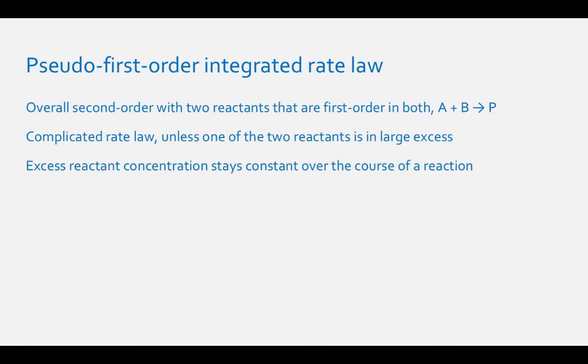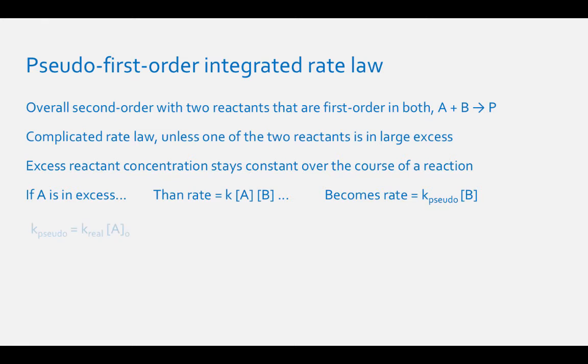For our example, let's say that reactant A is in large excess. Then our original rate law, rate equals the rate constant times the concentration of A times the concentration of B, becomes the rate equals a pseudo-rate constant times the concentration of B. The pseudo-rate constant then equals the real rate constant times the initial concentration of A, because A will not change during the reaction, so the initial concentration is also the final concentration of A.